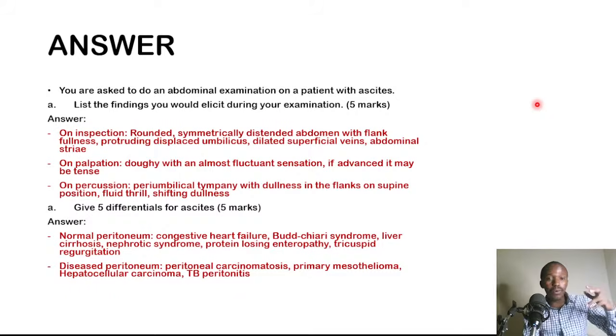Or it could be a problem with the peritoneum, an inflammatory condition or a malignancy. So it could be peritoneal carcinomatosis. It could be primary mesothelioma. It could be hepatocellular carcinoma and even TB peritonitis.